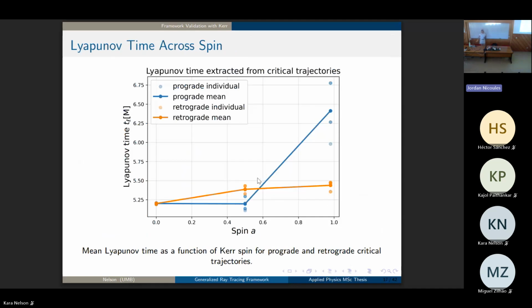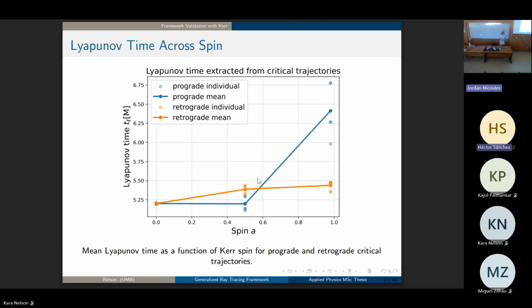So we can see the Lyapunov time across spin; we tested 3 different spins. You can see the asymmetry start to grow. The Schwarzschild should be the exact same. It's 5.196. And you can see this asymmetry getting larger and larger as you increase the spin.